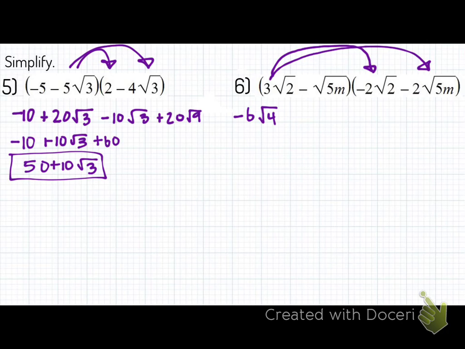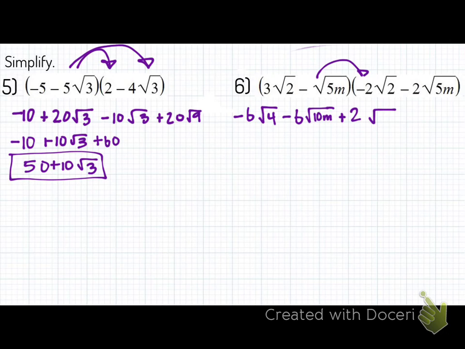Listen. So number 6, we got 3 times negative 2, oh wait, negative 6, 10m. Okay? Then we got negative square root of 5m times negative 2 is positive 2 times 10m. Then we got negative square root of 5m times negative 2 square root of 5m is going to be positive 2 square root of 25m squared. Okay? Y'all see that?